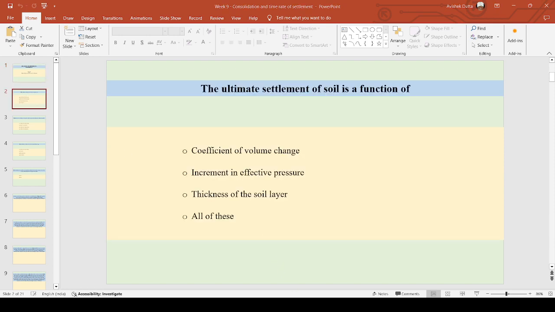The first question is: the ultimate settlement of soil is a function of. Your options are coefficient of volume change, increment in effective pressure, thickness of the soil layer, or all of these. No need to answer the question, you just write down the question and solve it. I'll give you some time. Afterwards, we'll discuss the solutions.